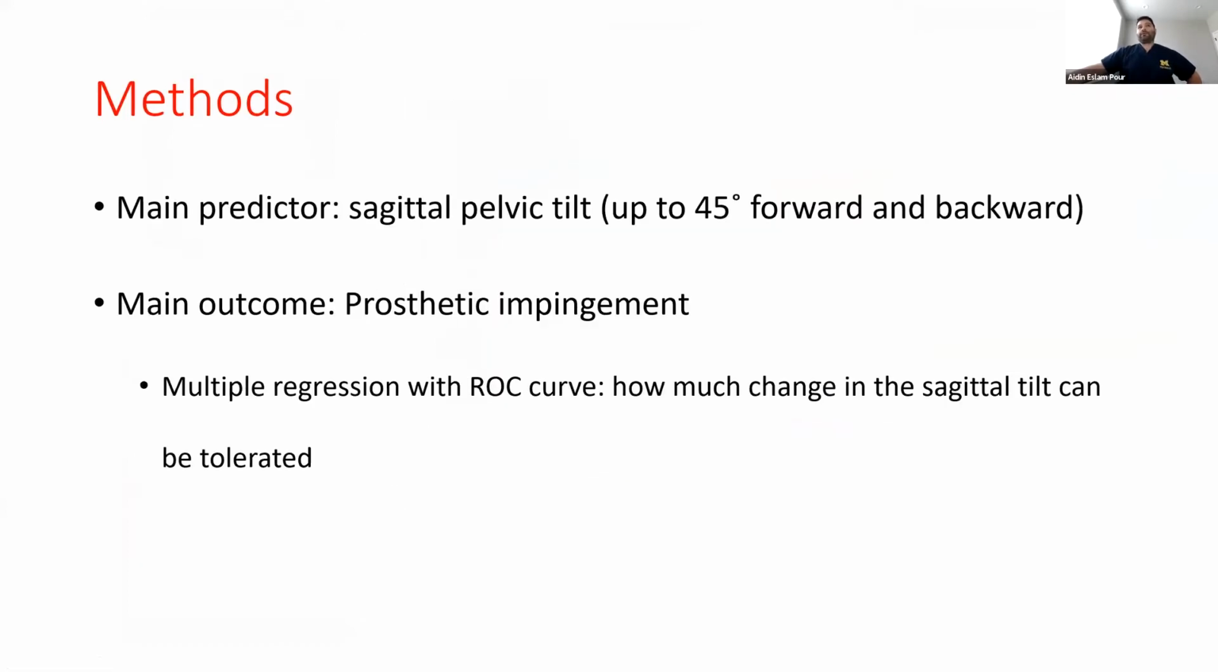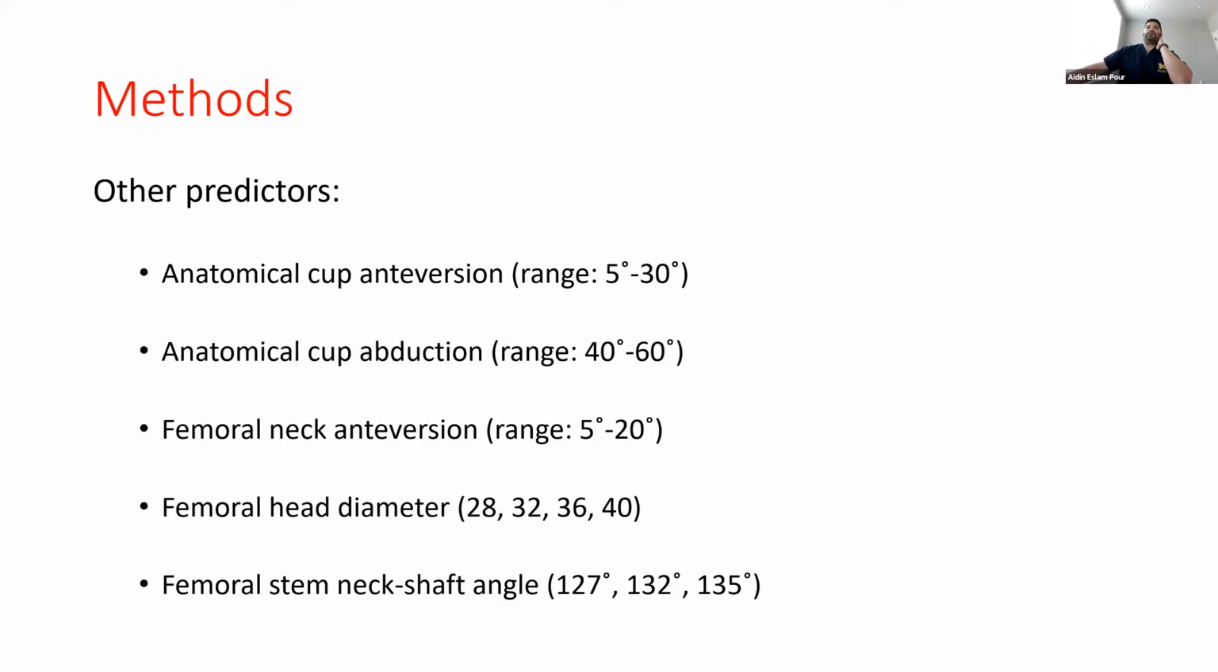Our main predictor was sagittal pelvic tilt. We tilted it up to 45 degrees forward and backward for any different motion that we had and changed it by 1 degree at a time. And the main outcome was the prosthetic impingement. We used multiple regression with ROC curve to determine how much of tilt would be tolerated easily.